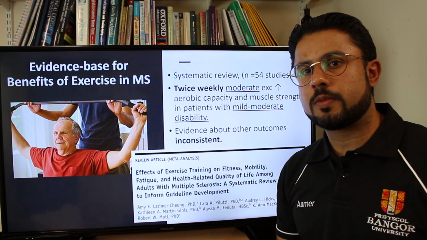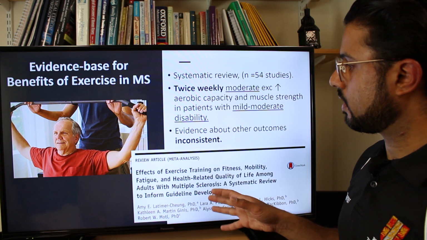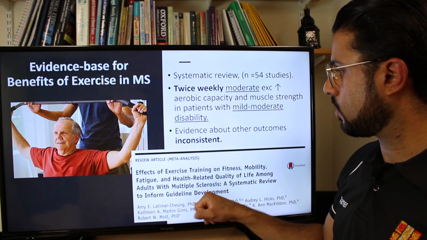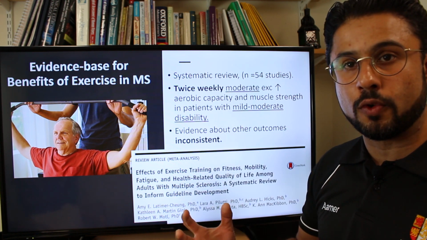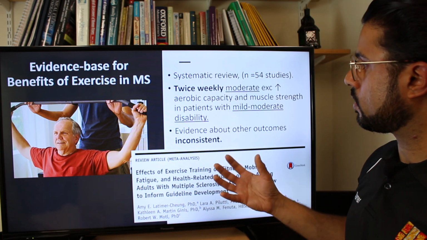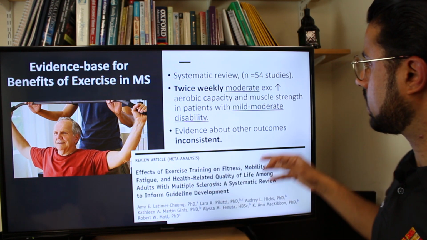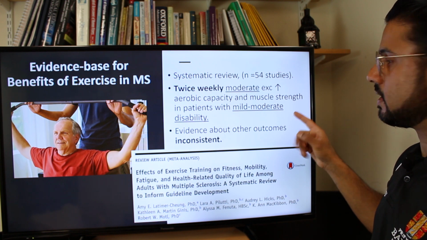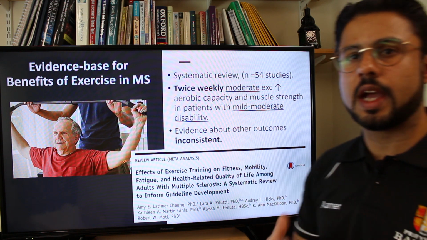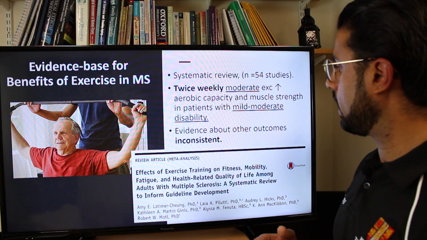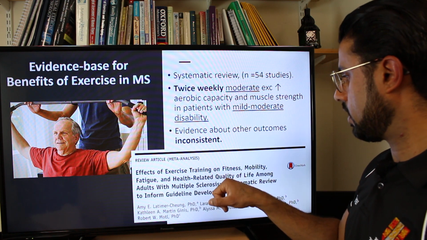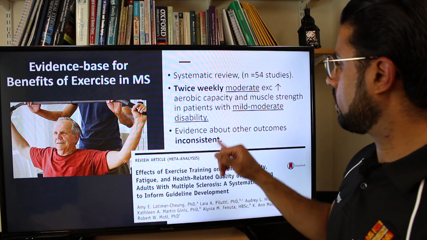Now, in terms of the evidence base then for benefits of exercise in MS, there's a great systematic review published by Latimer Chung, and that looked at 54 studies that have looked at exercise in patients with MS. And what they were able to deduce from the systematic review was that twice weekly moderate exercise increased aerobic capacity and also muscle strength in patients that had mild and moderate disability.